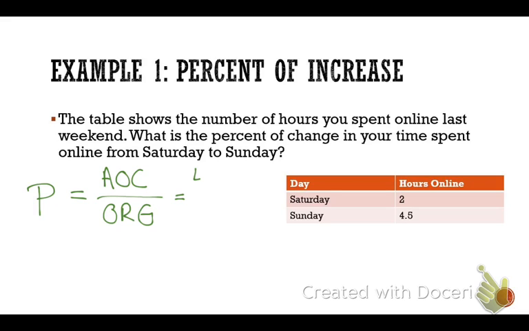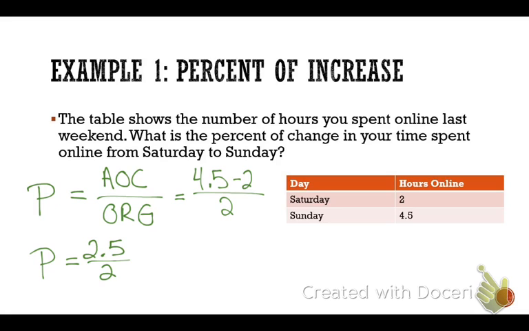4.5 minus 2. And I don't mind if you use mental math here to go ahead and do this subtraction. What's 4.5 minus 2? 2.5. And I would divide it by the original amount. So according to my order, from Saturday to Sunday, Saturday is the original. And what was my value for Saturday? 2. Okay, so you just said that means 2.5 divided by 2.